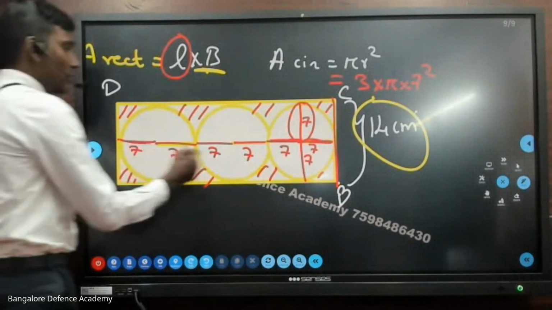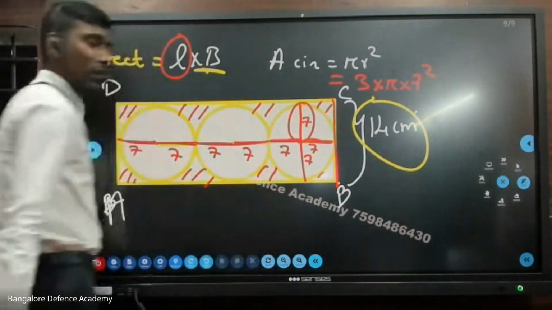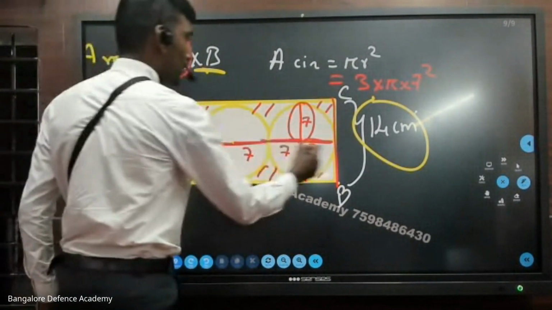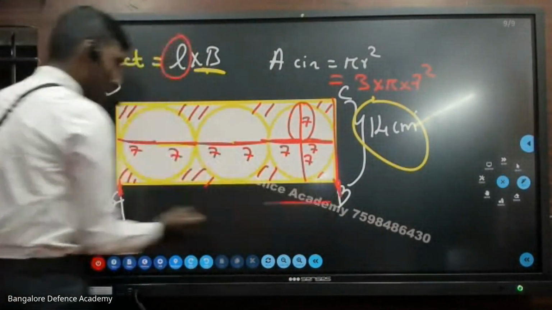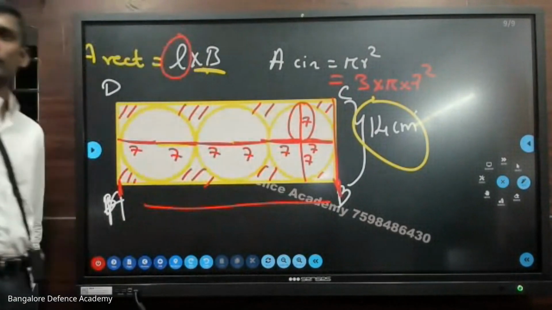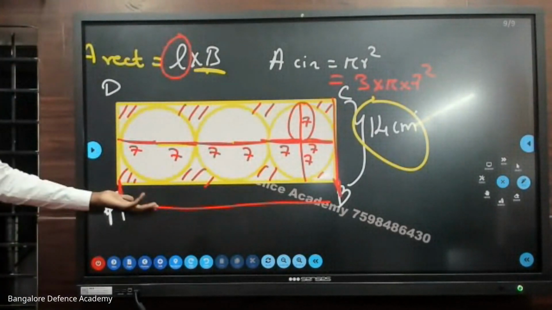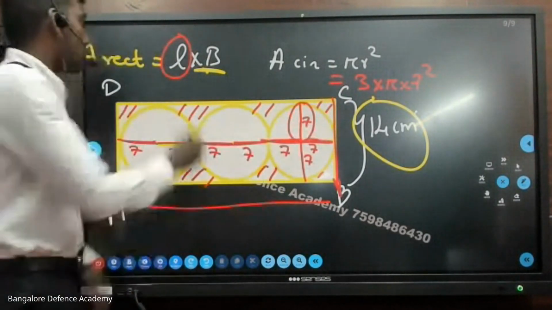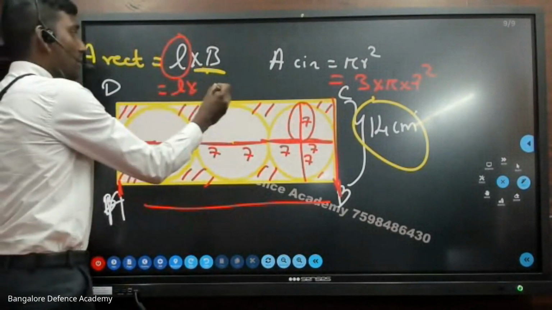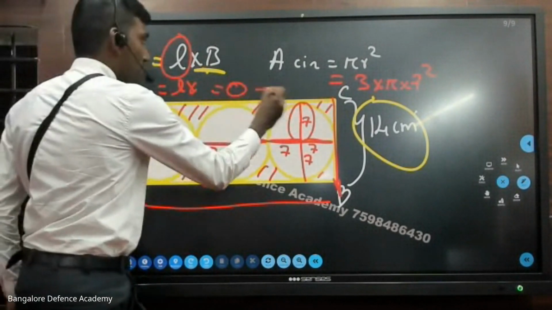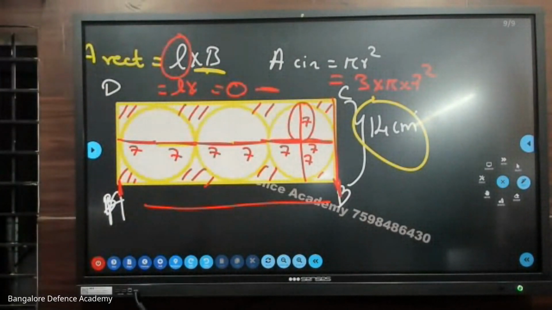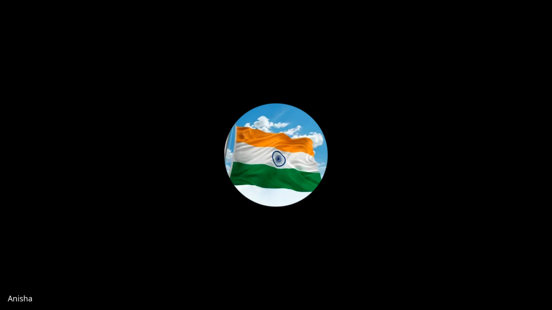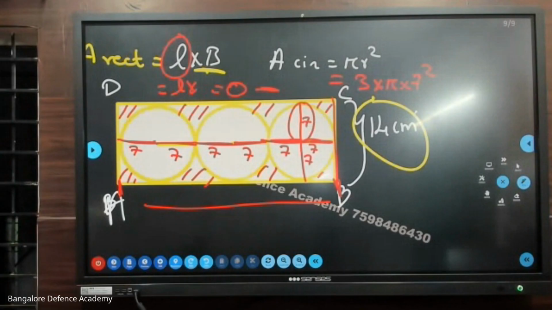Now tell me, 14 plus 14, 28. 28 plus 14. So can I say from here to here, this is the length which I got? Yes or no? That's it. You got the length, you got the breadth. Find out the area of rectangle. You get some answer. Subtract this value from it. Start doing it. How much did you get? Sir, it's 126. 126 is right. How many of you got 126?